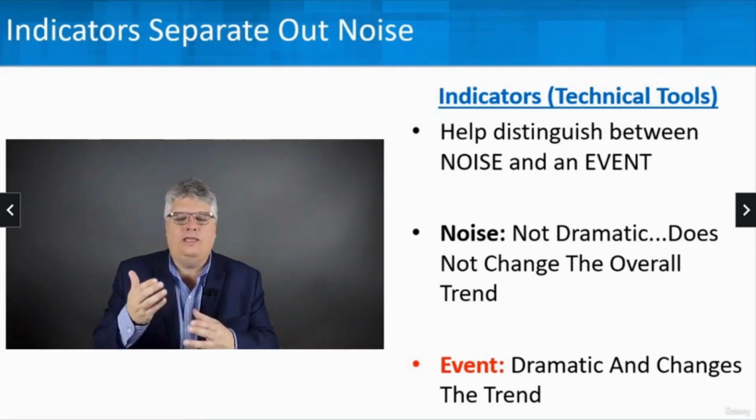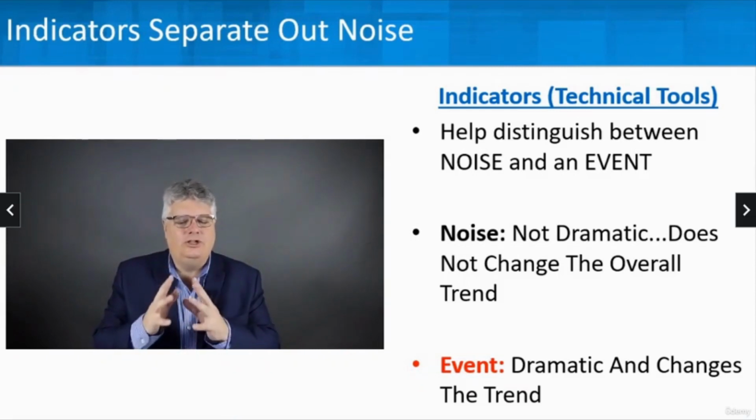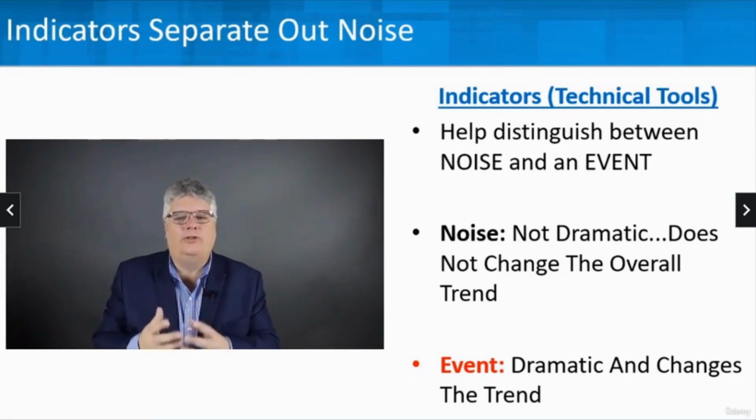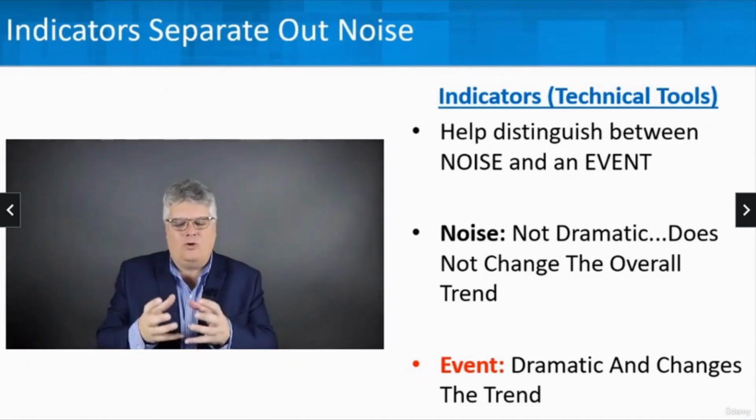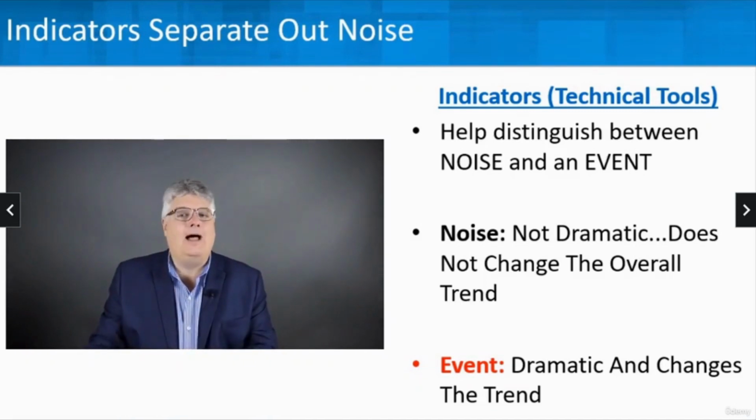Versus noise. Noise is things that are not dramatic and do not change the overall trend. It might cause a blip up and down a little bit, but it's not going to dramatically change the trend, whereas an event definitely is dramatic and changes the trend, or it might strengthen the trend so it continues in a strong manner, whichever way it is. But it's not a temporary thing like noise might cause. It's a real thing. So that's the difference between noise and events. Indicators help us separate that out so we can tell what's true and what's false, and focus on the core things for making our buying and selling decisions when events happen.